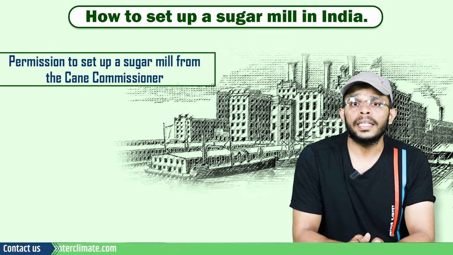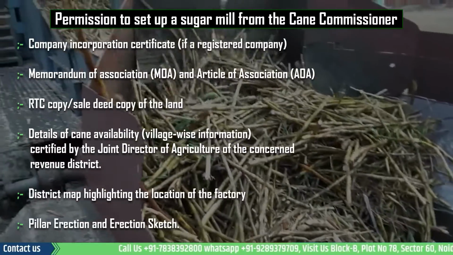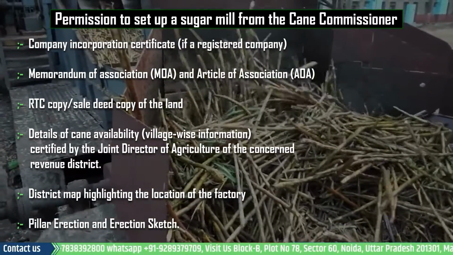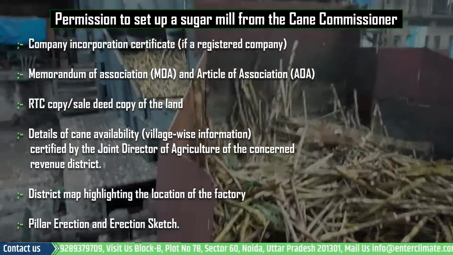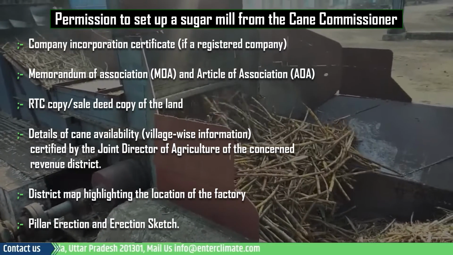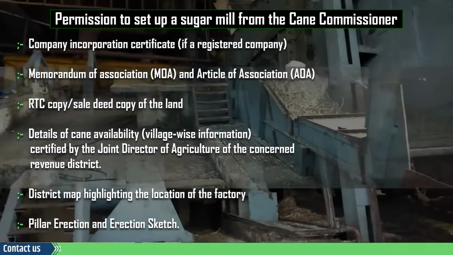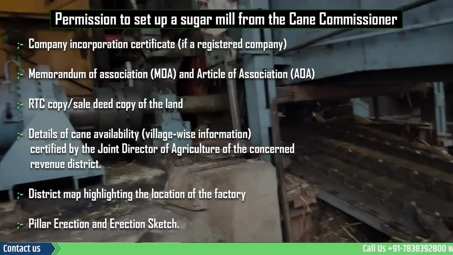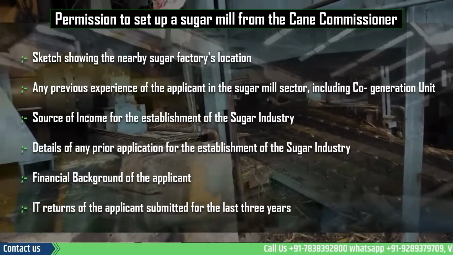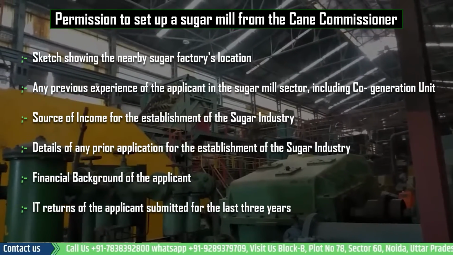At this stage, the application must be submitted to the office of the cane commissioner and Directorate of Sugar of the state along with documents like company incorporation certificate, memorandum of association and article of association, RTC copy, details of cane availability, certificate by the Joint Director of Agriculture of the concerned revenue district, district map highlighting the location of the factory, sketch showing the nearby factory's location, any previous experience of the applicant in the sugar mill sector.